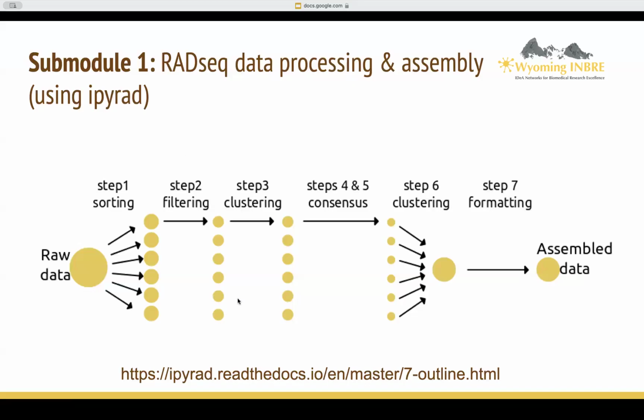In the third step, our clustering step, we group similar reads within individuals. This is either done through de novo clustering or by mapping to a reference genome. The goal here is to find and align stacks of reads that likely represent the same locus in each sample. This sets up for accurate consensus sequence calling later.